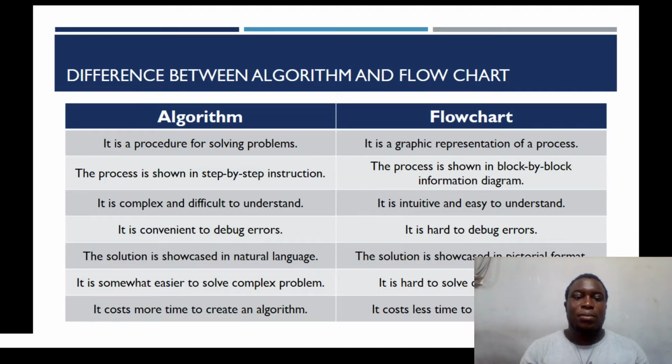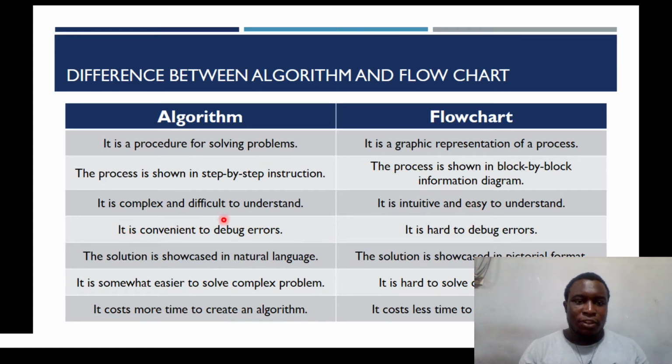So algorithms sometimes might be complex and difficult to understand, but with the flowchart, naturally a man is moved by things he can see. So since this flowchart is something you can see, you can easily comprehend it compared to a bunch of lines of code, algorithm, and all that.